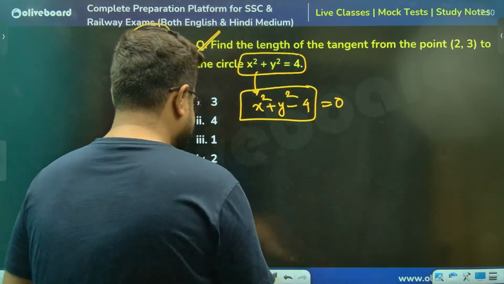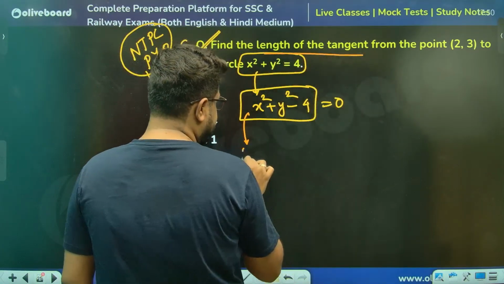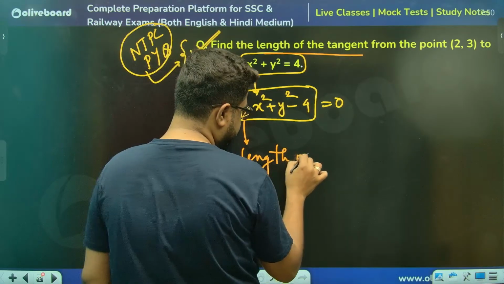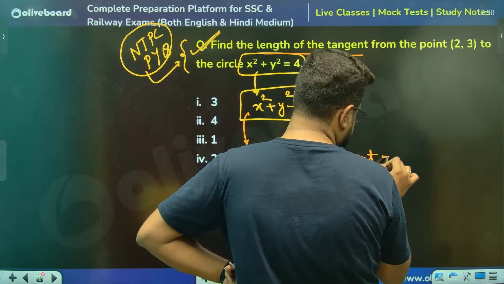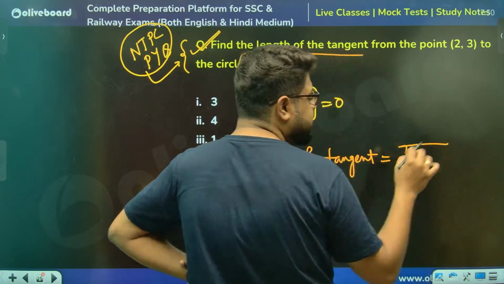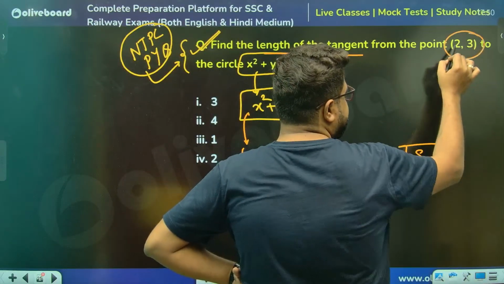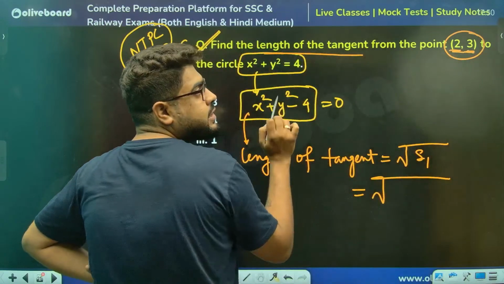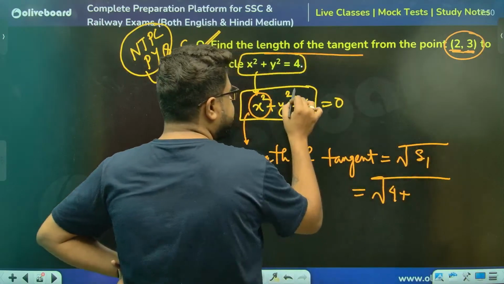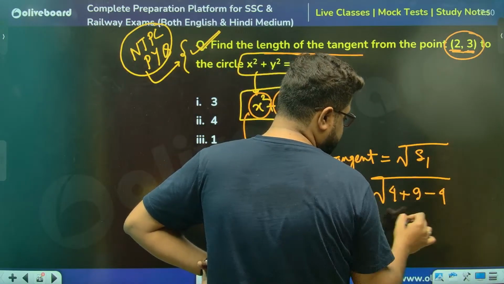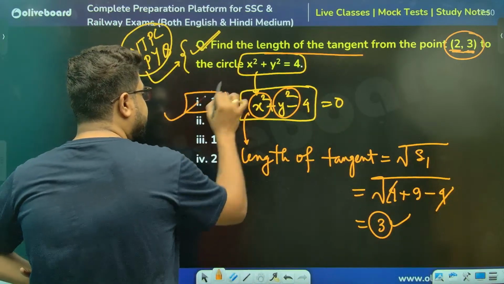They're asking the length of tangent. The length of tangent is root over S1. S1 is what? Put x equal to 2, y equal to 3 in this equation. That is called S1. So x is 2, so 2 square is 4, plus y is 3, that is 9, minus 4, sir. So the answer is 3 because 4 cancels. So option number 1 is the answer.